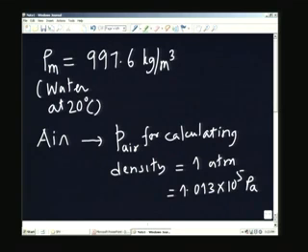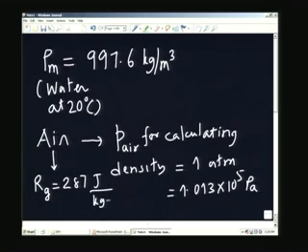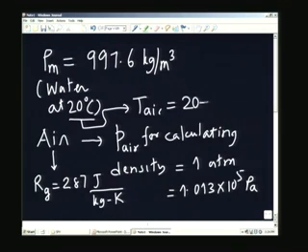We also know the gas constant for air, assuming it is an ideal gas. So, we will say Rg, the gas constant, is 287 joules per kg Kelvin. And the temperature is the same as this temperature, because the air and water are at the same temperature. This is also the temperature of the air, equal to 20 degrees Celsius. We have to add 273 to make it in Kelvin. So, this becomes 293 Kelvin.